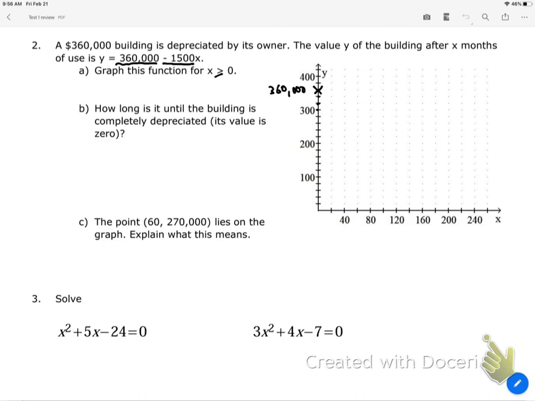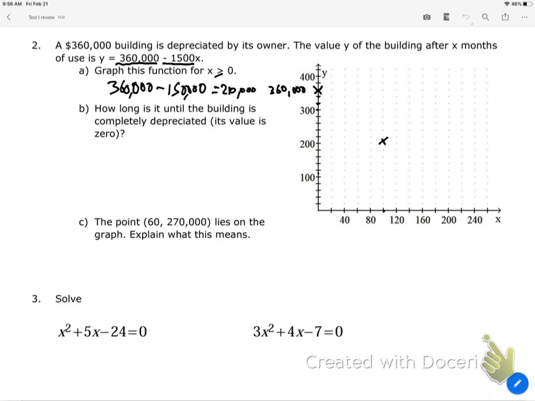It might be easier to pick another point. Maybe when x is 100, okay? Maybe do that one. So when x is 100, that is 1,500 times 100. So what's that? That is 150,000. So x is 100, about there, I think. I hope that's right. 210, sorry. 210,000. That's up there, isn't it? About there. Let's get rid of that. My mistake. I can't subtract.